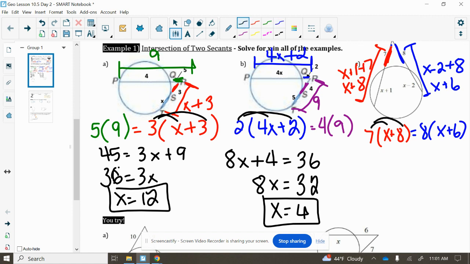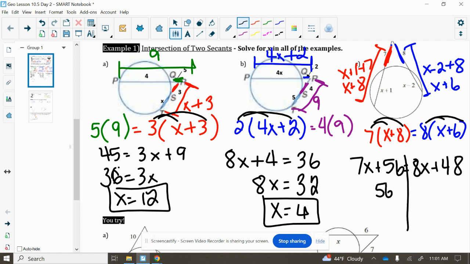Distribute on both sides this time. We have 7x plus 56 when we multiply. 8 times x is 8x. 8 times 6 is 48. I'm going to subtract the 7x first since it's smaller than 8x. And then I'm going to subtract the 48 so that x this time ends up equaling 8.